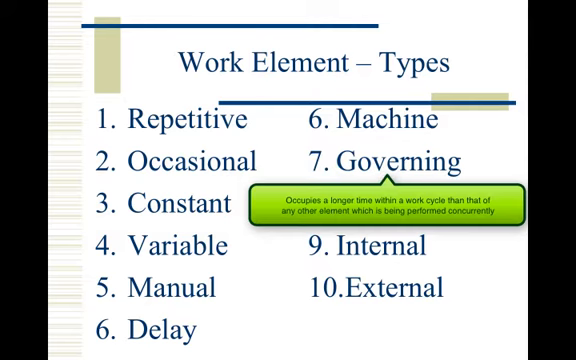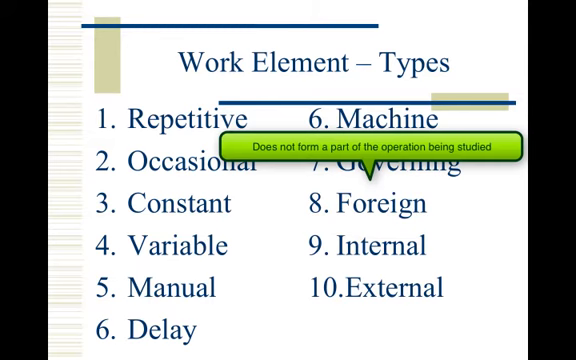A governing element is the largest element in a concurrent cycle. An example of this would be boiling water for coffee. While you can set up cups and everything else, sugar that you need for the coffee, you're still going to have to wait on the water to boil. A foreign element is one that is not expected to be in the study, such as a machine breaking down.